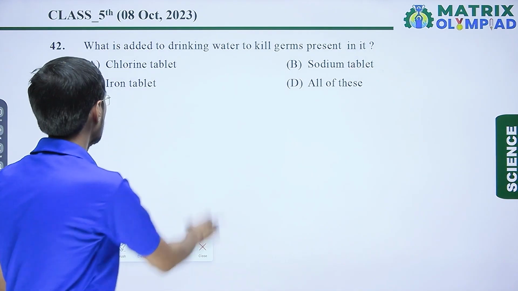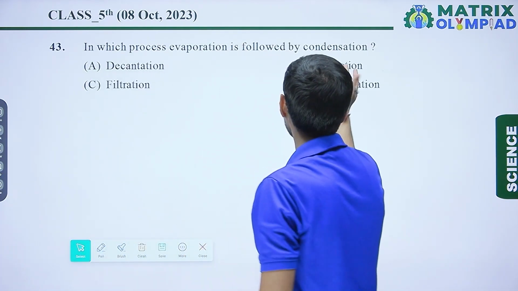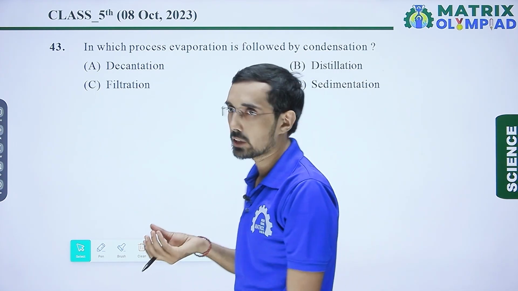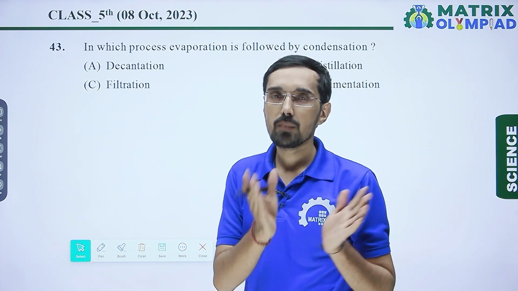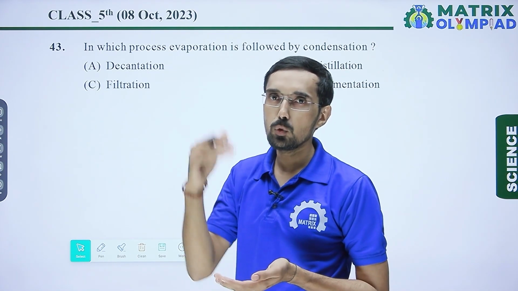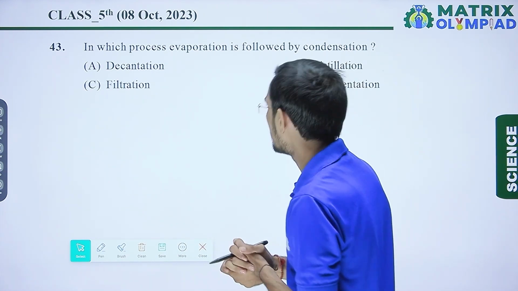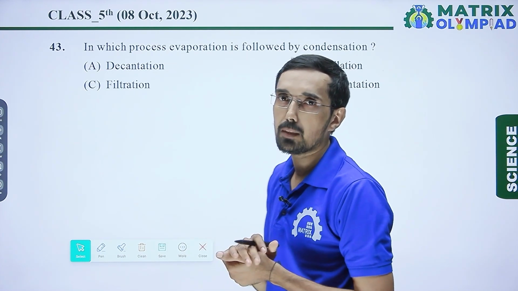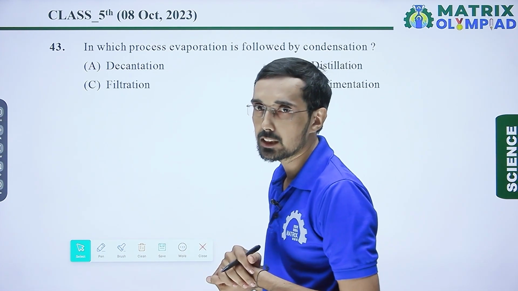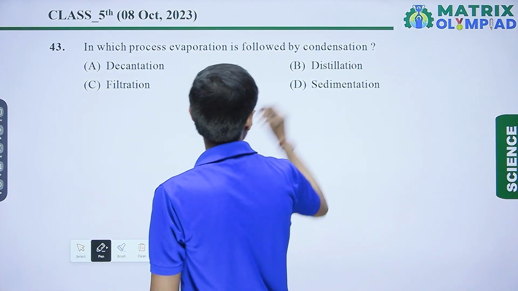Next question is: in which process is evaporation followed by condensation? As we all know, evaporation is the conversion from liquid state to vapor state. So what do we follow during this process? This will be known as distillation. We will separate the particles according to their size. Clear? So our answer will be option B.